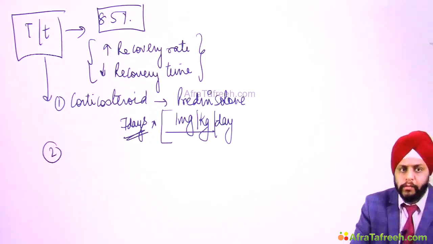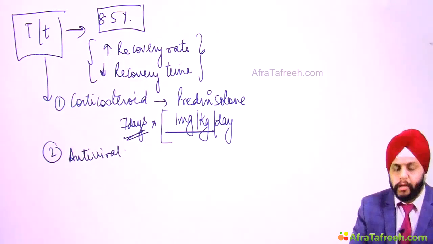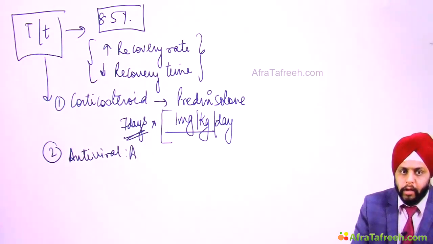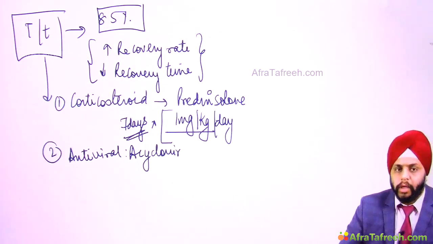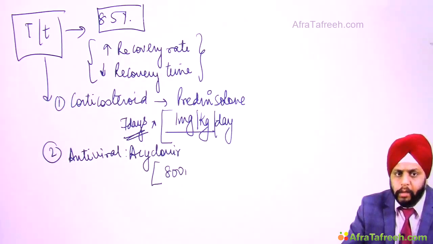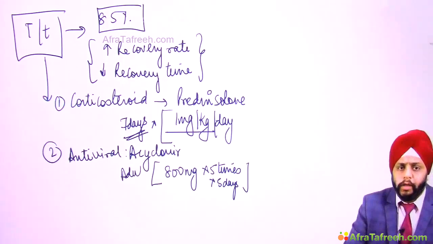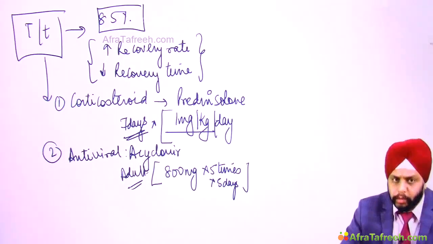Anything else that you can give? Yes, you can give an antiviral. Remember, the most prominent theory is the viral theory. So which antiviral do you give? You give acyclovir. What is the dose of acyclovir? This is a pharma question. The adult dose of acyclovir is 800 milligrams 5 times a day for 5 days. You give it for 5 days only.